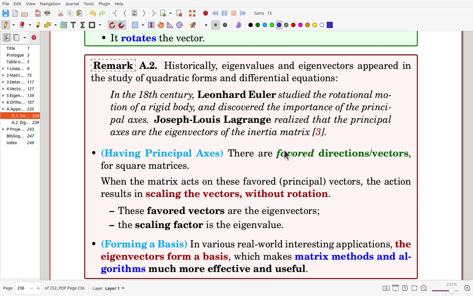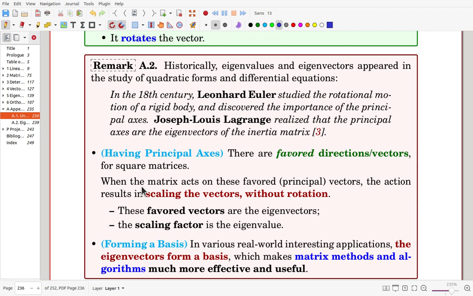There are two major reasons we need to get eigenvectors and eigenvalues. Principal axis and bases. There are favored directions or favored vectors for square matrices. When the matrix acts on these favored vectors, the action results in scaling the vectors without a rotation. These favored vectors are the eigenvectors, and the scaling factor is the eigenvalue.